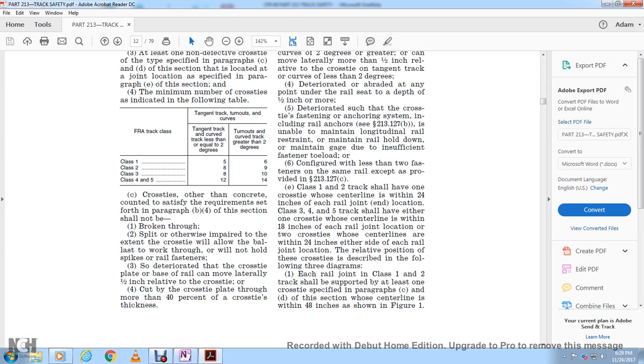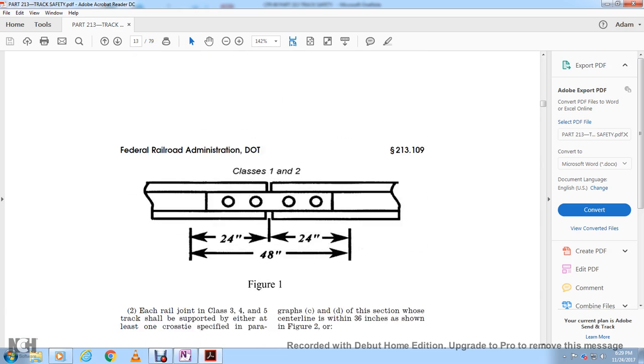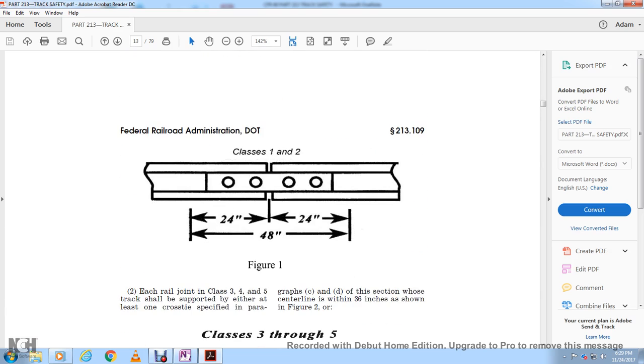Each railroad joint in class 1 and 2 track shall be supported by at least one cross tie specified in paragraphs C and D whose center is within 48 inches, as shown in figure 1. Alright, class 1 and 2 show 24 inches from the rail joint, a center of 48 inches.